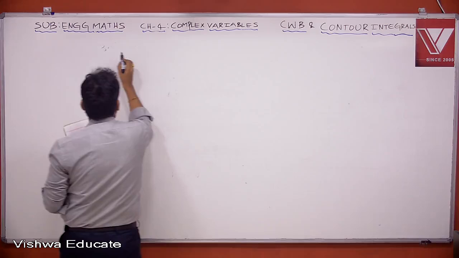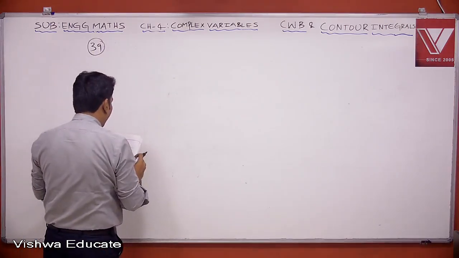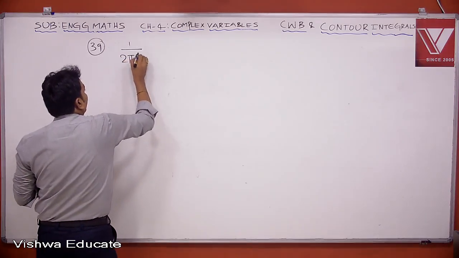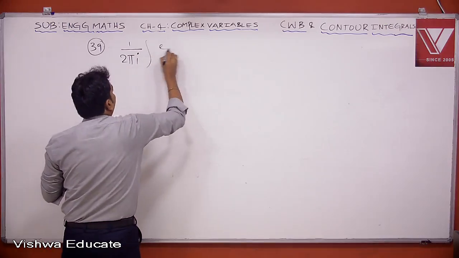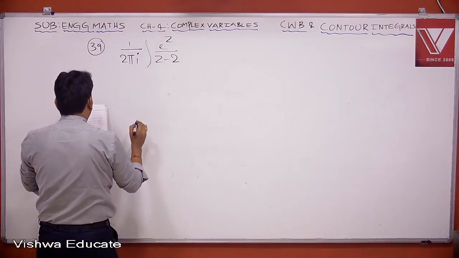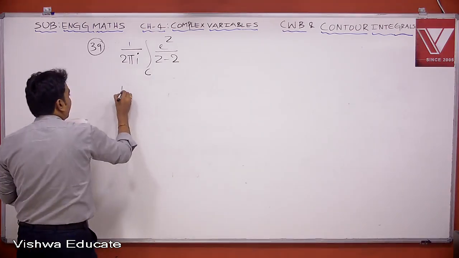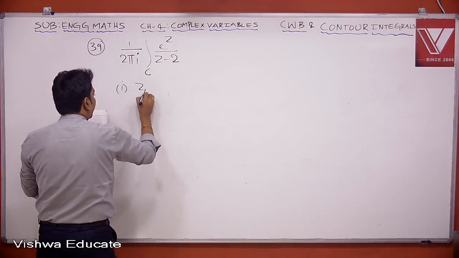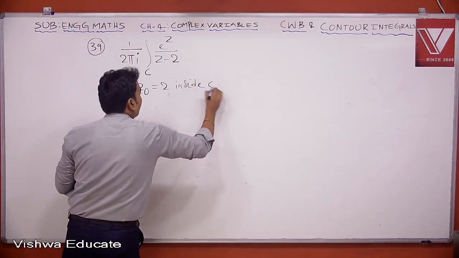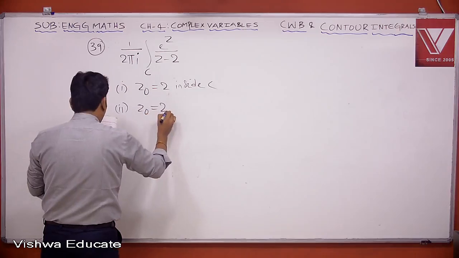We move to question number 39. The values of the integral 1 by 2 pi I into integral e power z by z minus 2 along a closed contour C in the anti-clock direction, for point number 1, the point z naught equal to 2 inside C, and second one, the point z naught equal to 2 outside C.